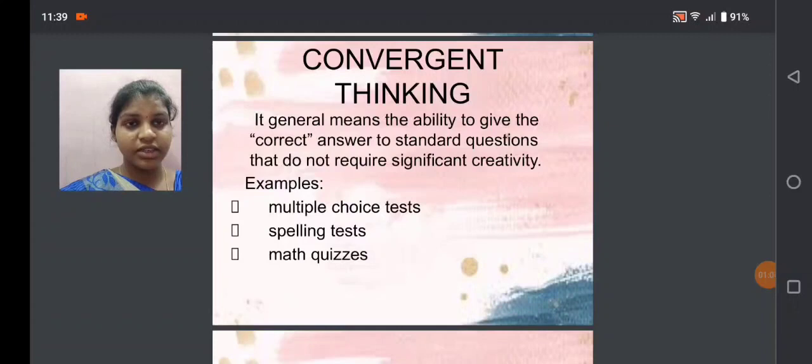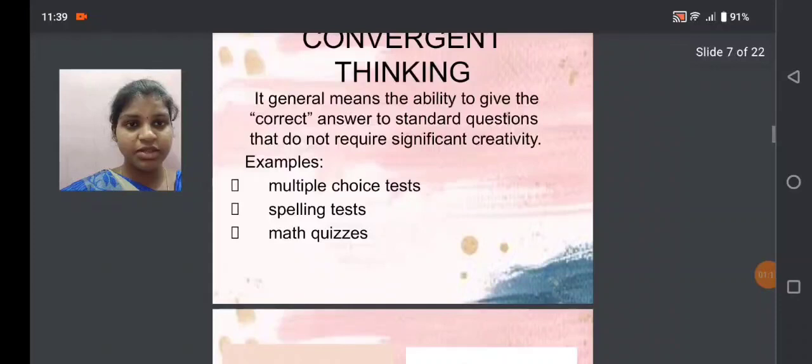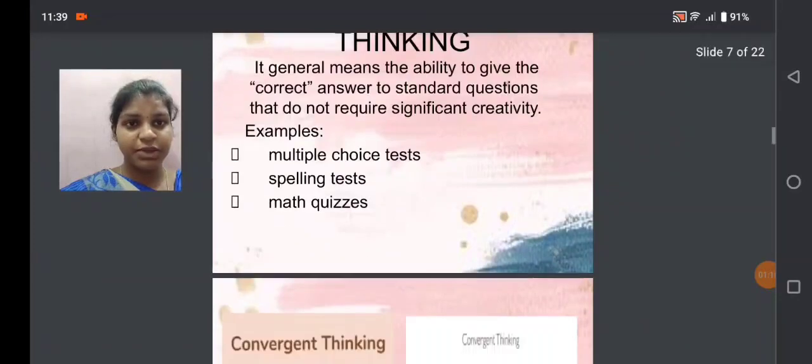Convergent thinking, in general, means the ability to give the correct answer to standard questions that do not require significant creativity. Examples: multiple choice test, spelling test.